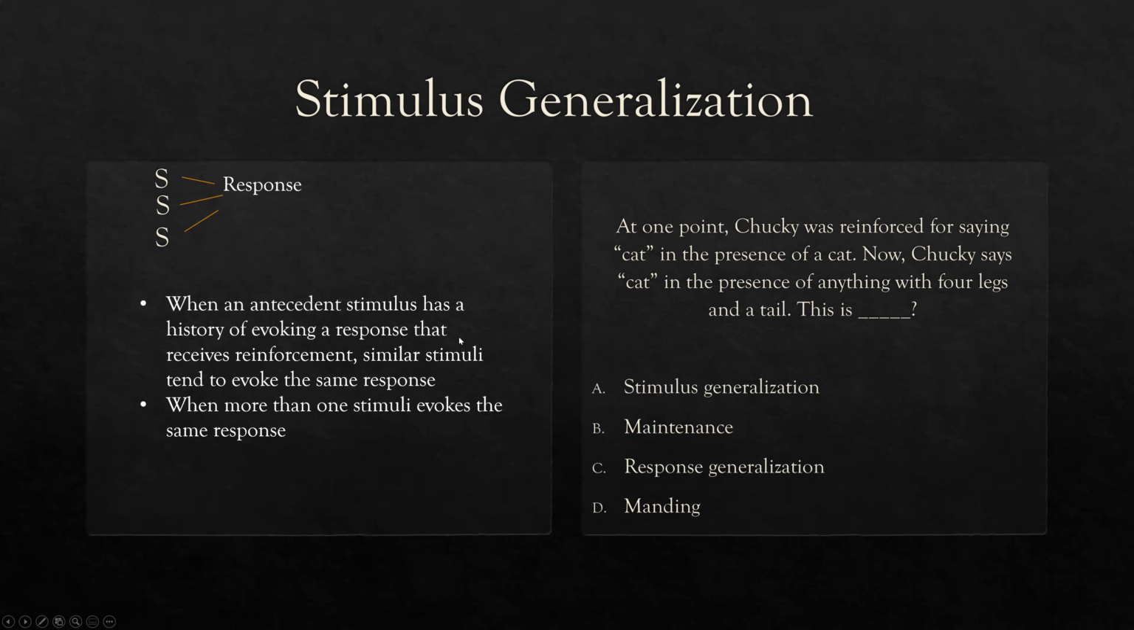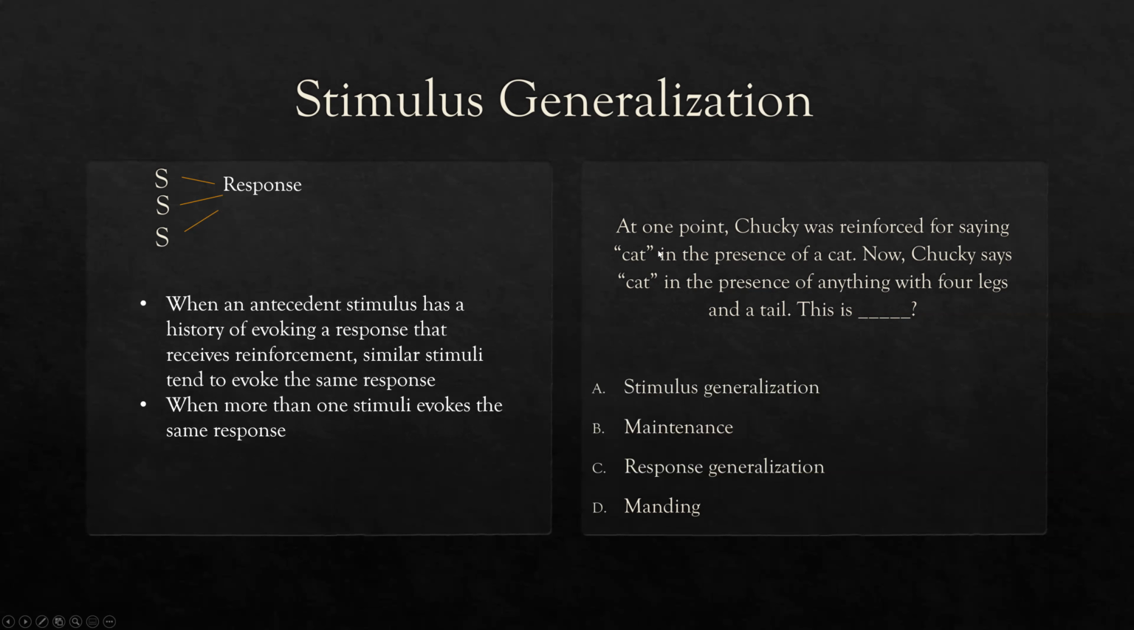So when an antecedent stimulus has a history of evoking a response that receives reinforcement, similar stimuli tend to evoke the same response. In other words, when more than one stimulus evokes the same response. It's as simple as that. You have 100 stimuli, they all evoke the same response. Stimulus generalization, okay? Very easy. Let's think about a child who maybe has overgeneralized. He's learned what colors are, but every time he sees a blue, red, or green crayon, he says red. Overgeneralization, but it's still stimulus generalization, because the blue, red, and green crayon all evoke the same response.